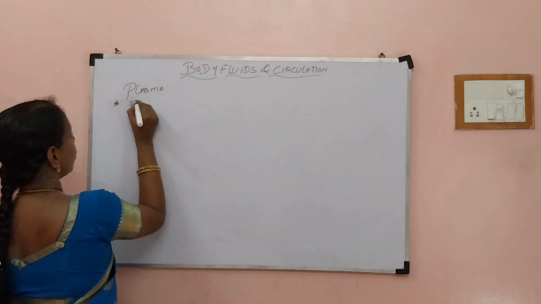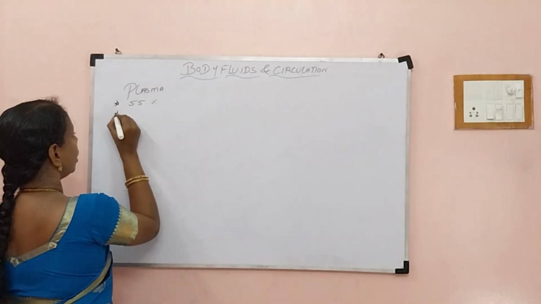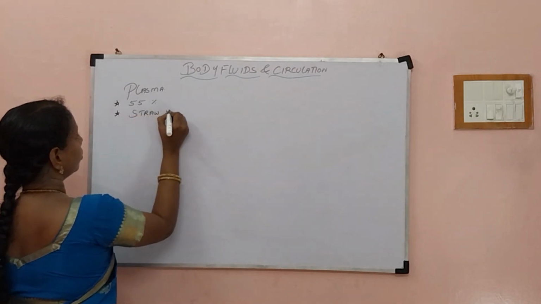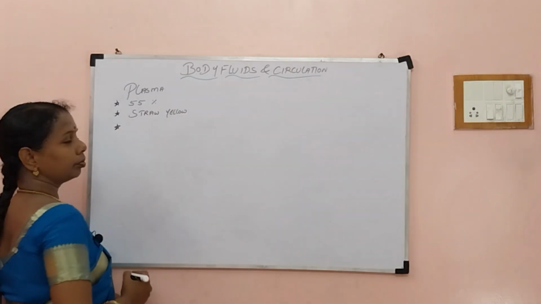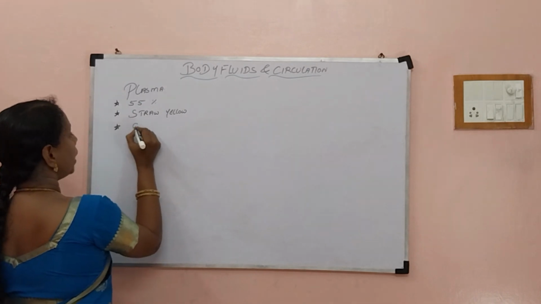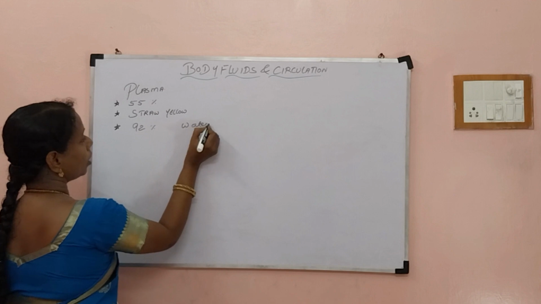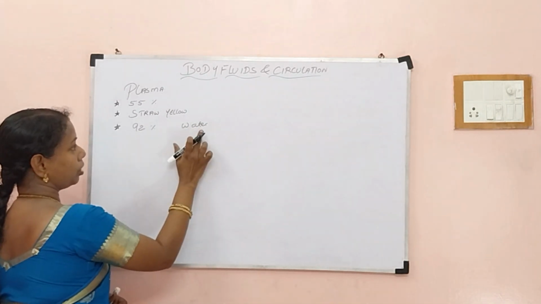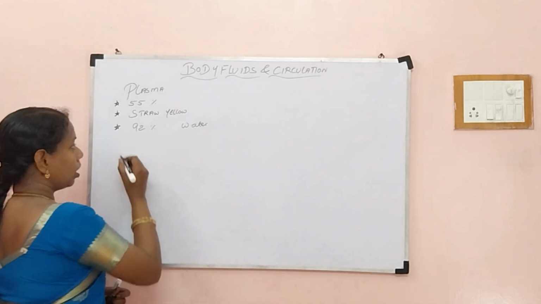Plasma is 55% of blood volume. Possible question: what is the color of plasma? It is a straw yellow colored fluid. And you can find plasma is 92% water. So what is the maximum contribution in plasma is a possible question. 92% is water. You know the purpose of water, it is a solvent.